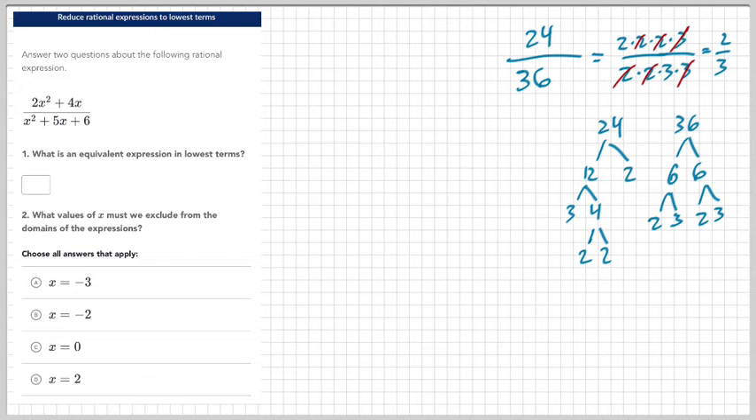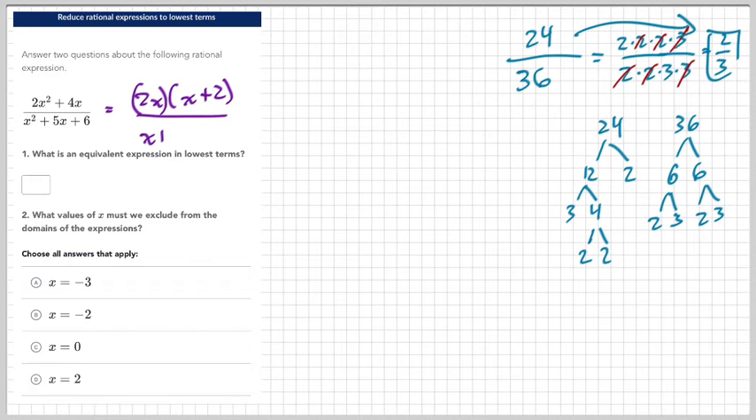And let me show you guys why. The top is 2x times x plus 2, because we could take the greatest common factor, 2x, out of that and out of that, so this is what I get. I don't usually put parentheses around this, but you can if you want to. So I'll go ahead and put parentheses around that guy. All right. The bottom is going to be x plus 2 and x plus 3.